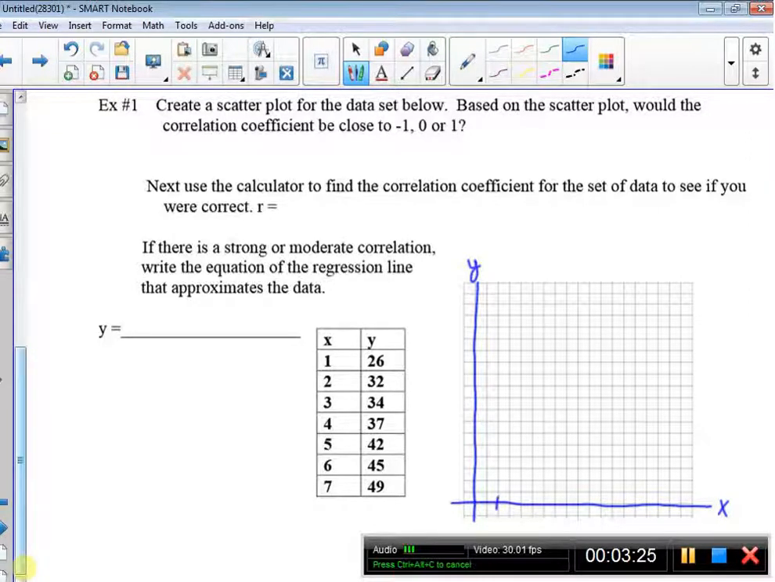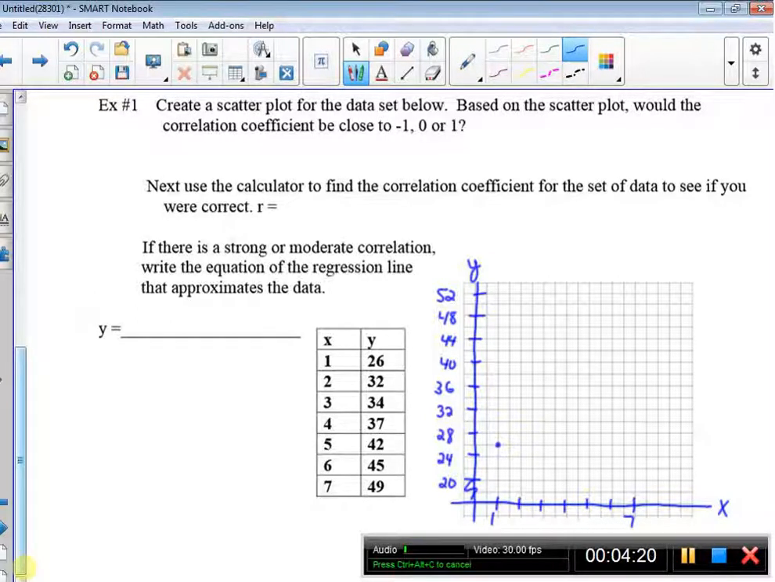and I think I'll go 1, 2, 3, 4, 5, 6, 7. And I think maybe I'll start at 20. Right there is 20. Let's see, 24, 28, 32, 36, 40. I think I can go by 4s. 24, 28, 32, 36, 40, 44, 48, and 52. So at 1, we're going to be at 26.